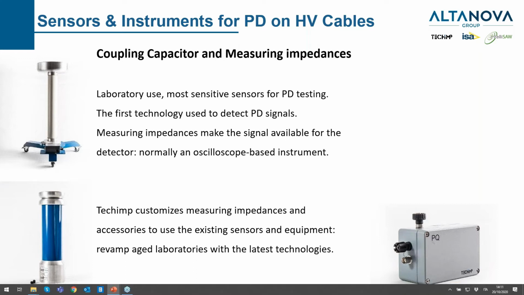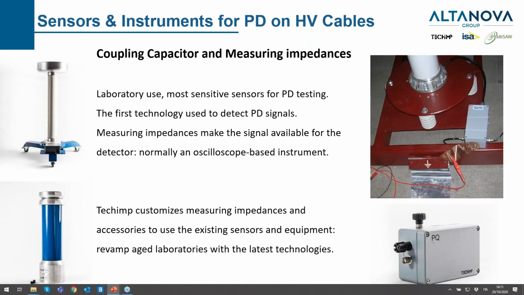The instruments you can see, the two coupling capacitors on the left side, are respectively on the top a 100 kV coupling capacitor and on the bottom a 50 kV coupling capacitor. On the right we have measuring impedance. Those can be customized to third-party coupling capacitors as well. PQ quadrupole is the commercial name for such a device.